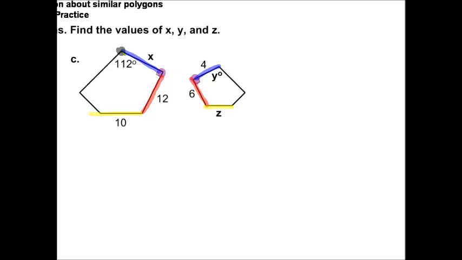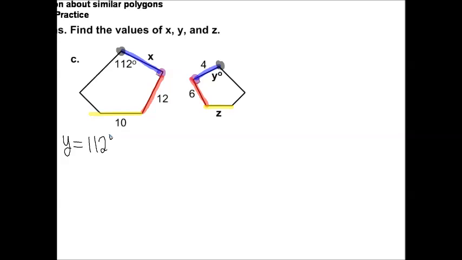And I could keep going around the whole shape, but I don't need to because these don't have any markings on them, so I'm just going to stop there. Okay, angle-wise, I have y. So that one's done. Y equals 112. Proportional, I need to find z and I need to find x. X and 4 go together, z and 10 go together, and then 12 and 6 go together.